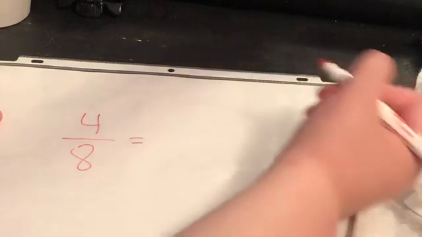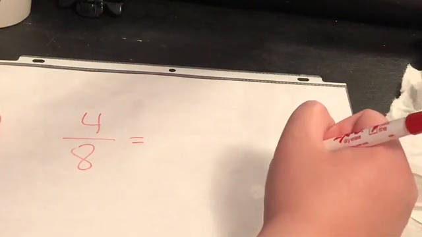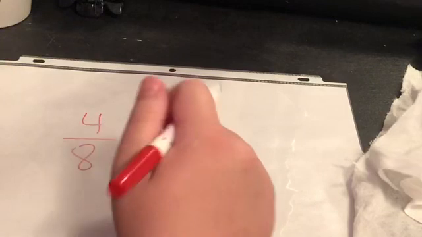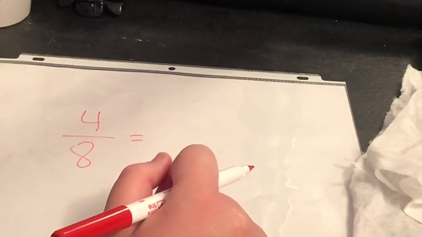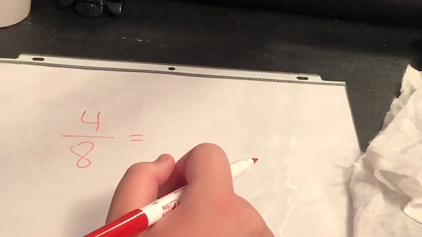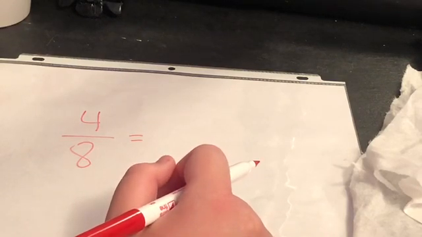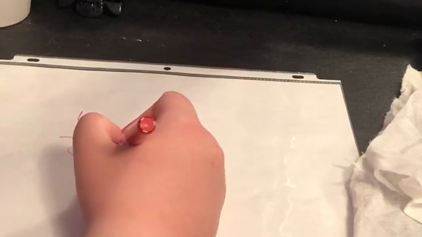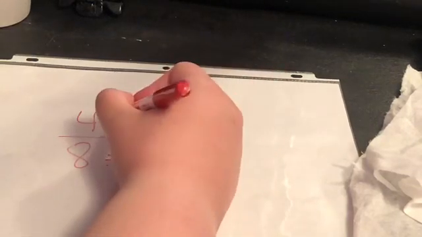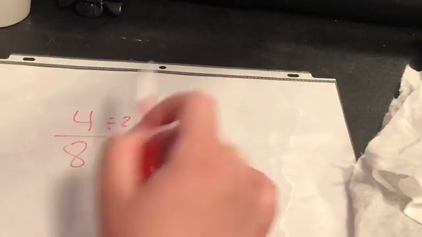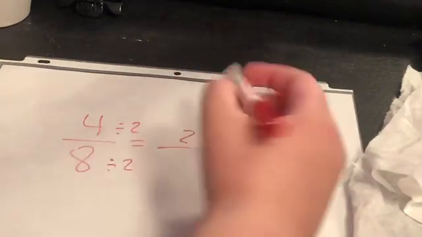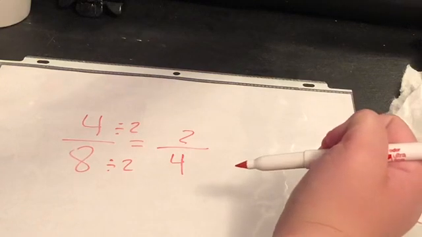Now what if I gave you this, 4/8, and I asked you to find an equivalent fraction by dividing. So we have to find a number that we can divide both 8 and 4 by. Let's think about that for a minute. What do you think it is? I think that it's going to be 2. I need to give y'all time to answer also at home. So 4 divided by 2 would be 2. 8 divided by 2 would be 4.